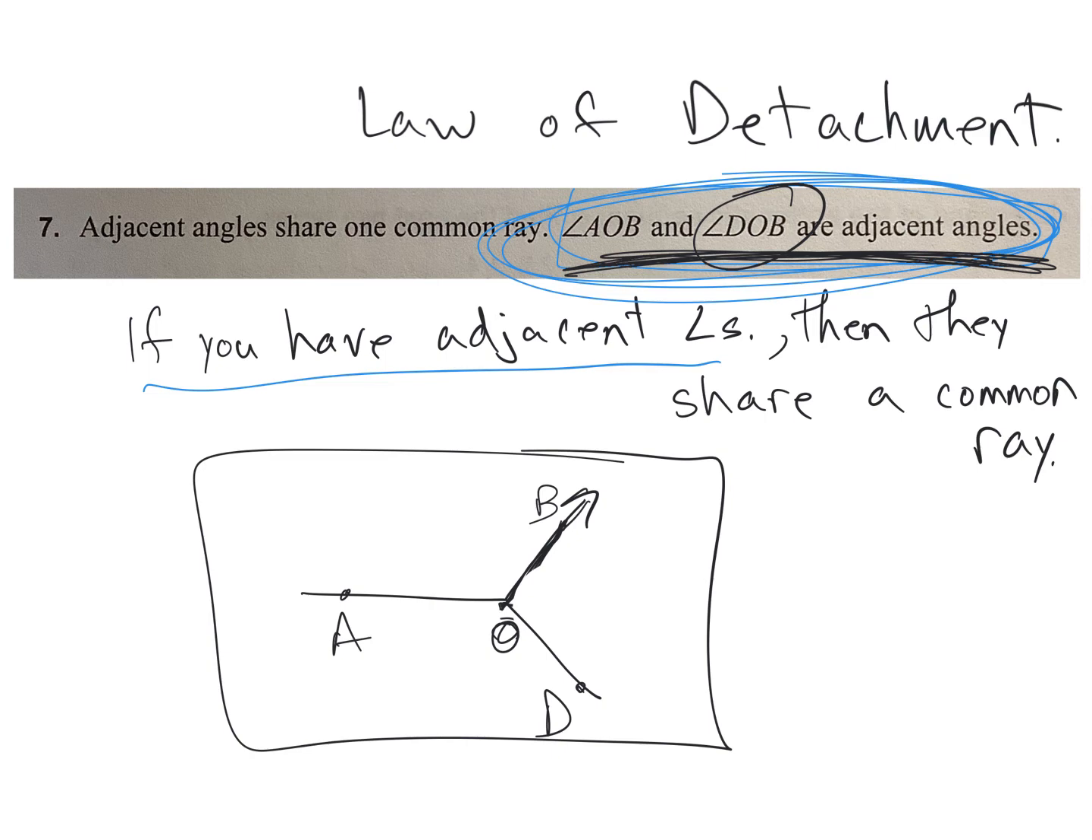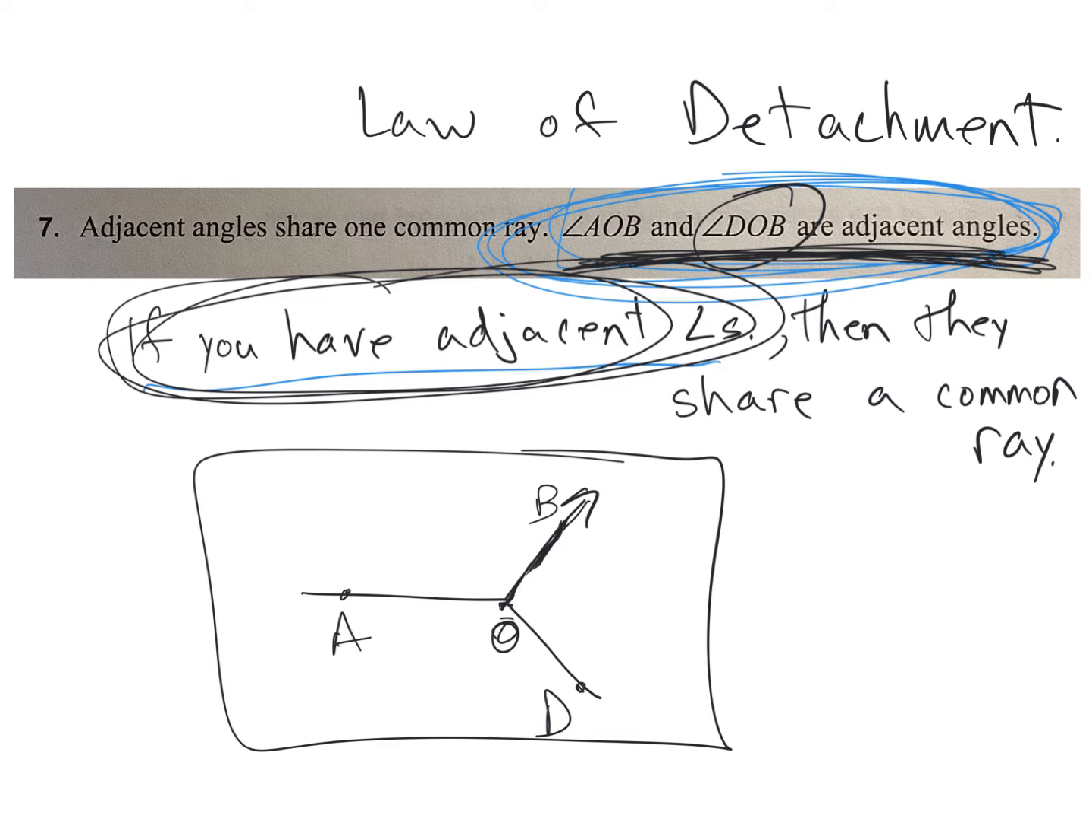All right, so because this statement matches your hypothesis, and that's all you have to check, then you say, yes, the conclusion is true. Remember, you have a hypothesis and a conclusion. The conclusion is they share a common ray. By the law of detachment, they share a common ray. Doesn't matter what it says. If the hypothesis matches the statement they give you, that's all you got to look at first.